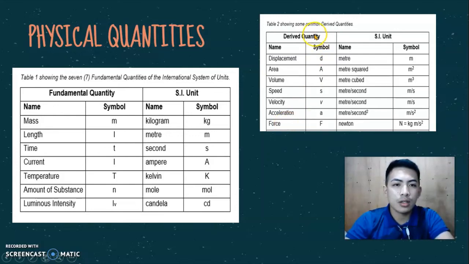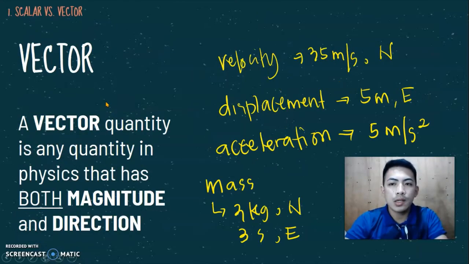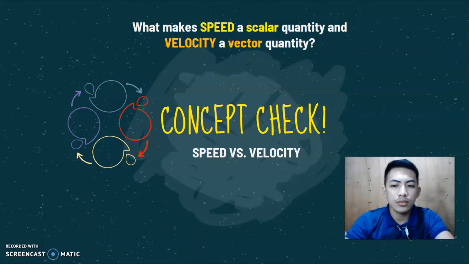Mostly in physics, most of the derived quantities are vector quantities, and all of the fundamental quantities are scalar quantities. So that is how we differentiate scalar and vector. We can further understand scalar and vector quantities by examining the quantities themselves.